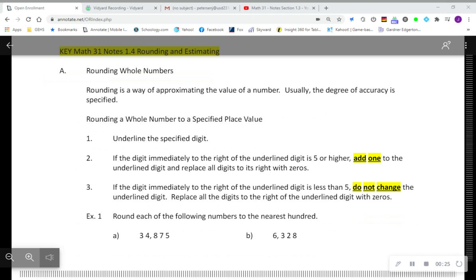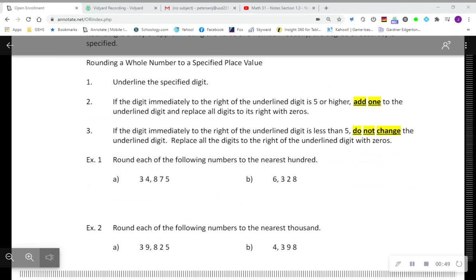What you do is, first of all, underline the specified digit. So if they ask you to round to the hundreds column, you underline the hundreds column. And then you simply look next door to inform yourself whether you'll be rounding that underlined digit up or leaving it alone. Some people think you round down, but you never do round down in the column that you've got underlined. The overall number will round down sometimes.